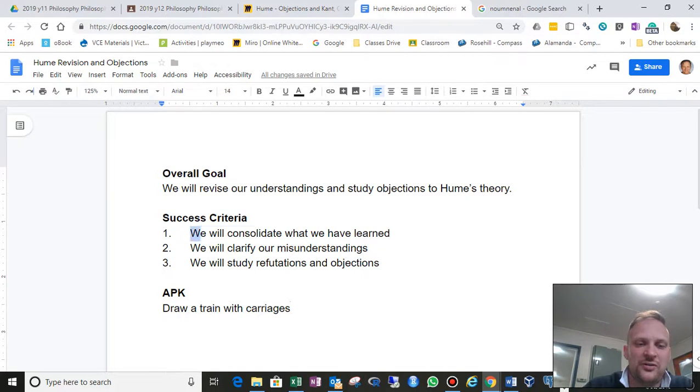So, score yourself on these success criteria for me, please. And then from there, would you draw a train with carriages? And you should remember that the train with carriages represents what Hume refers to as a train of thought. That'd be great.